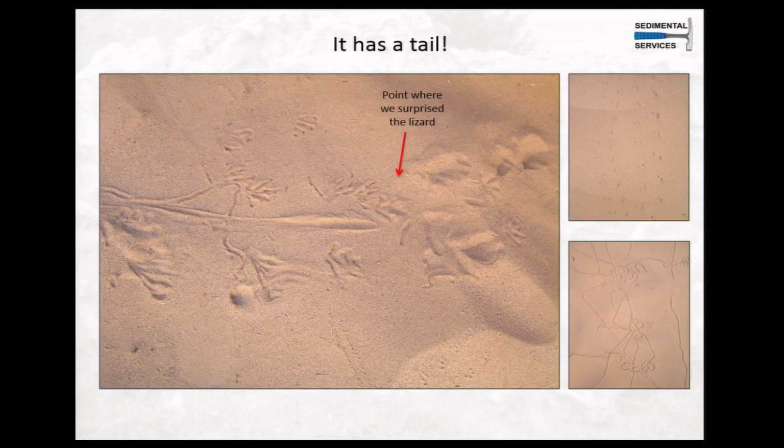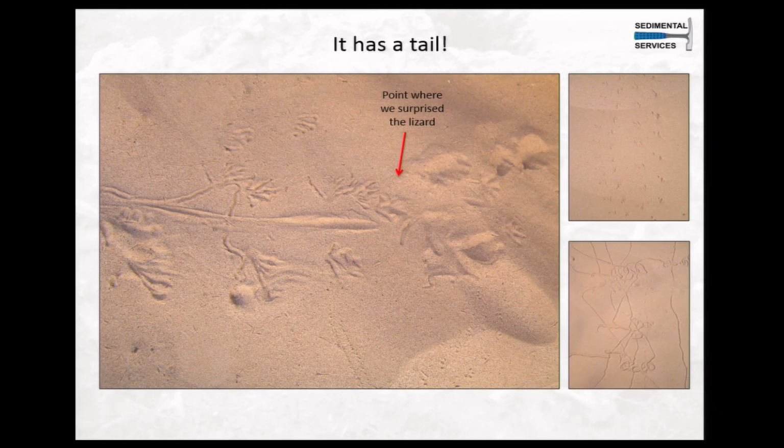And then I just put this one in of a lizard. This is a lizard that we saw walking along. You can see that the lizard's feet are here. This is a really nice trace fossil. The feet are here, and then his tail is here, dragging along in the middle. And at this point, the lizard saw us, and he had heart failure because we were out in the desert in Oman, and he just went, whew, and he was gone.